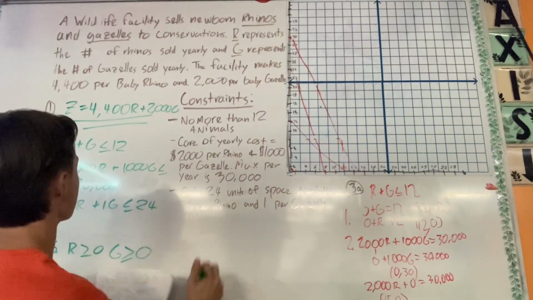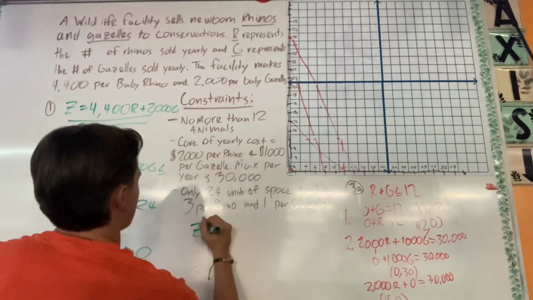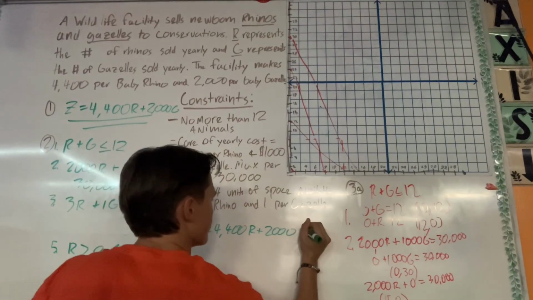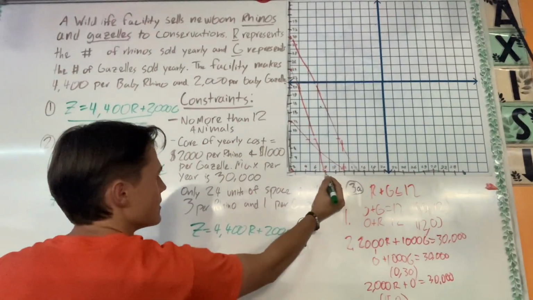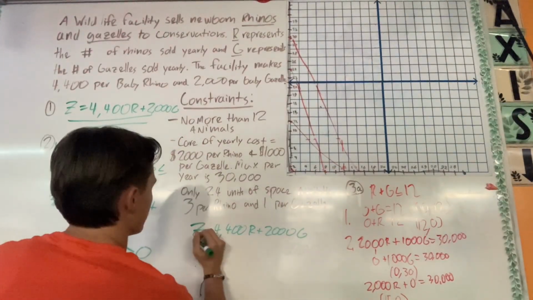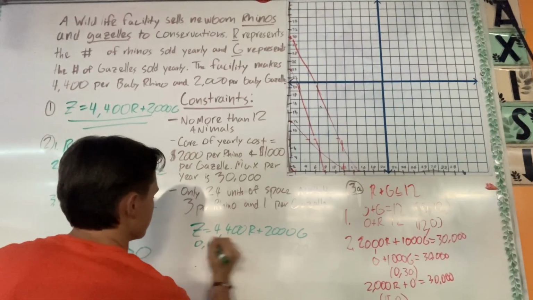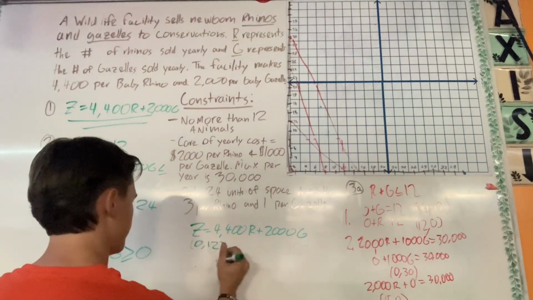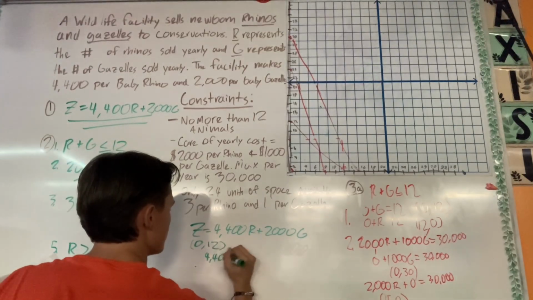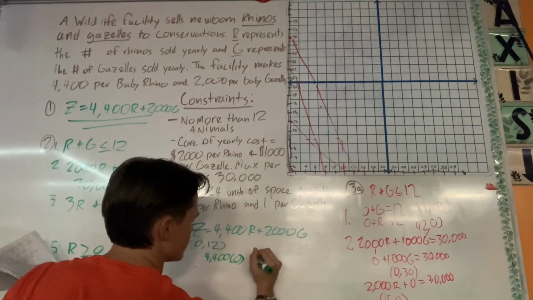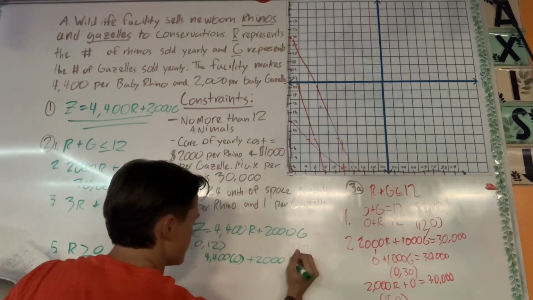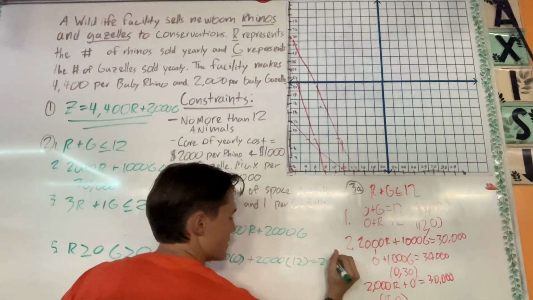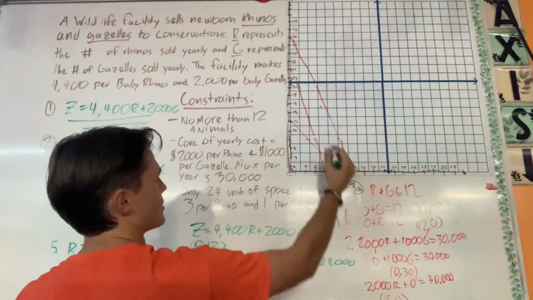Alright, so we're going to take our objective function. Alright, we're going to take in this point, this point, this point, and this point. So our first point, 0, 12. All we're going to do is plug in the answers. So when we plug in 4,000 times 0, obviously that gets nothing. And then 2,000 times 12. From there we get 24,000, which is a pretty big number.